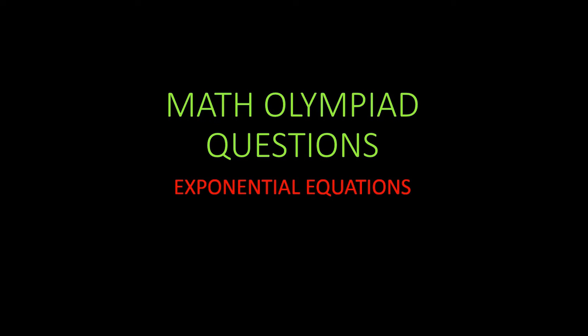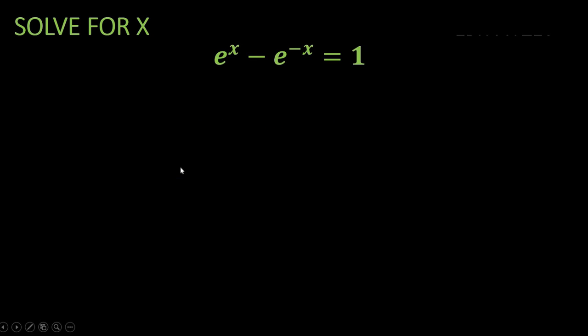July 2022. Okay, so now we are dealing with some basic questions about the exponential. Okay, so let's see what our question is. Solve for x. e to the power x minus e to the power minus x equals 1. This seems to be difficult but it isn't. Our first strategy is to convert this exponential equation into a quadratic equation. Okay, for doing this we will do the following steps.